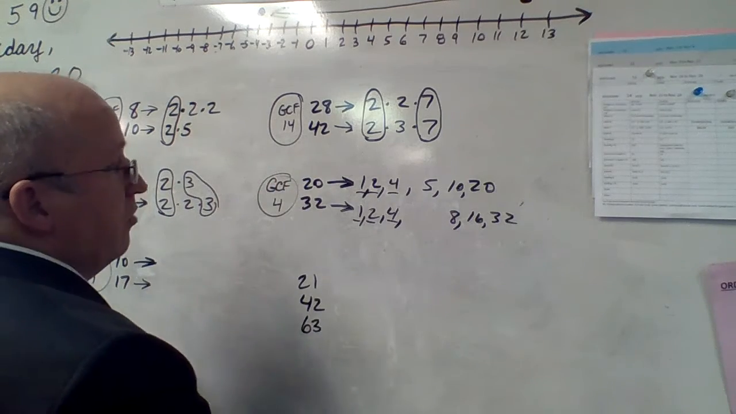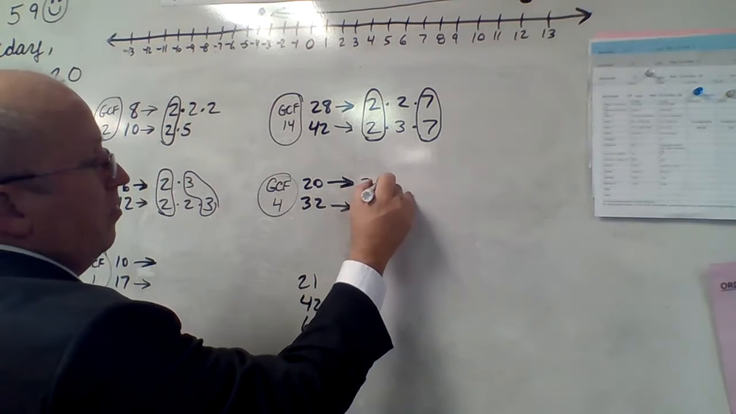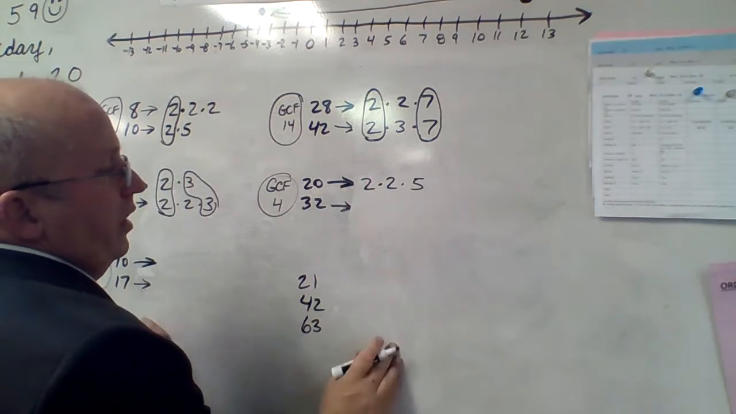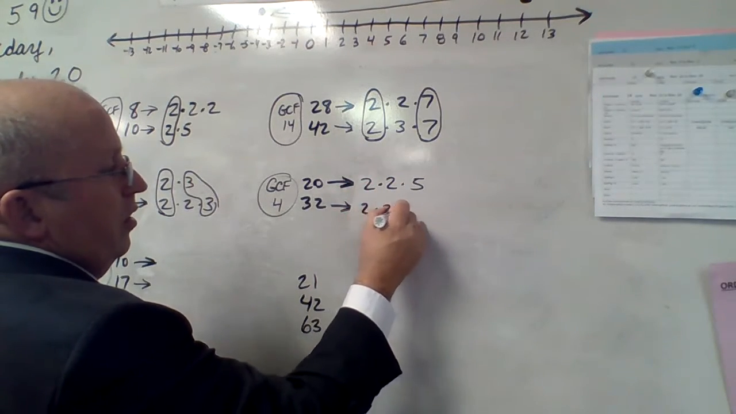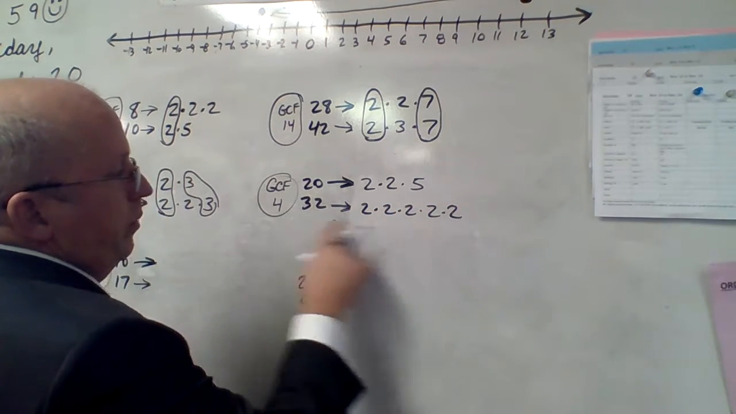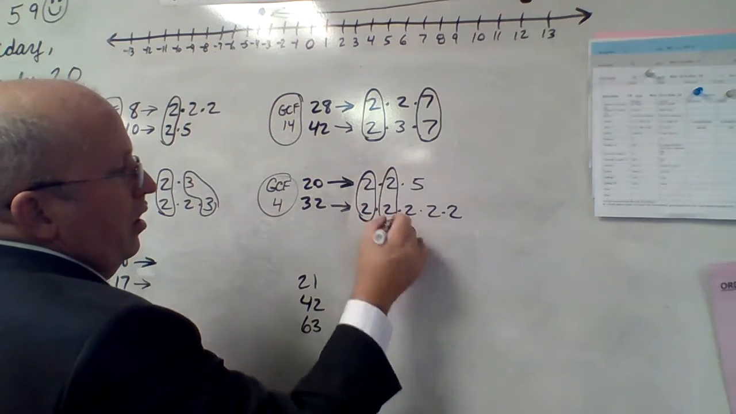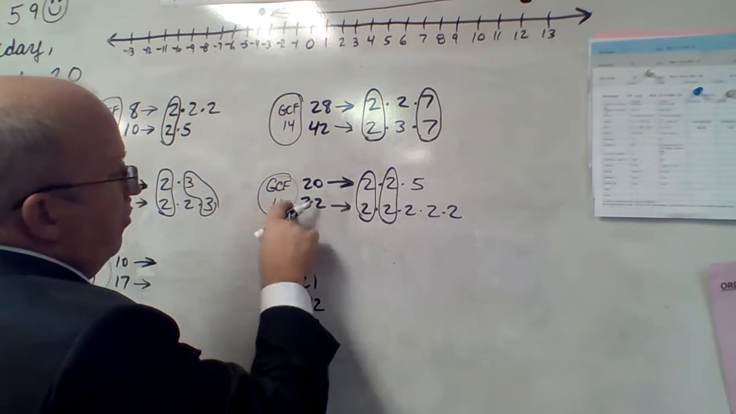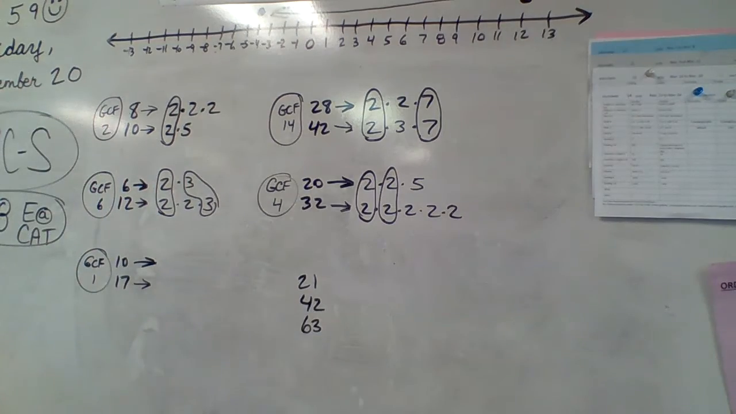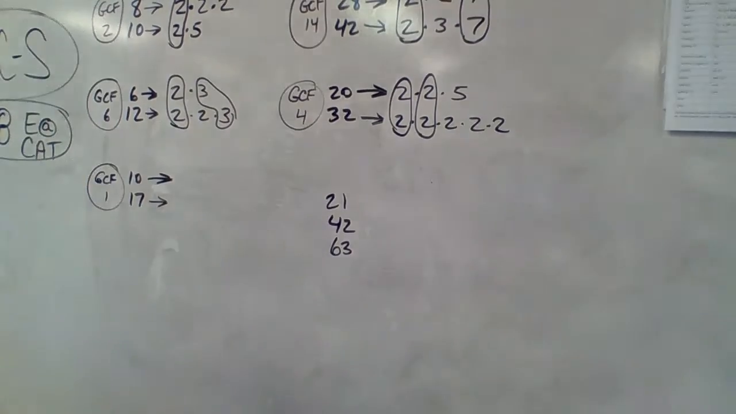But again, let's try the other method. The other method is doing the factor tree and writing out the prime factorization. This one's really interesting because it's just 5 2's lined up in a row to make 32. What do they have in common? A set of 2's and another set of 2's. 2 times 2 is 4. Same answer.